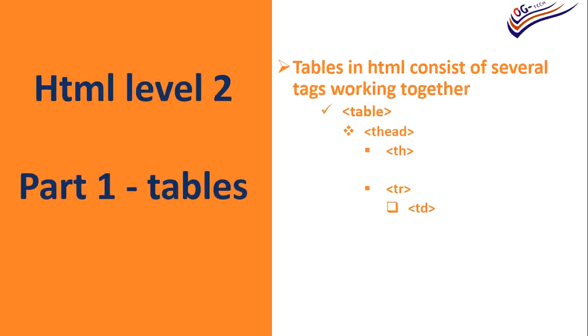Now, tables in HTML consist of several tags working together. Whenever I want to make use of tables, we declare the keyword table. That is to let HTML know that we want to make use of tables. Then we have the thead, which is the actual table head. We have the th, which are the headings in the thead. Then we have the tr, that's the table row, and the td, which is the table data. I know this may sound confusing, but let us demonstrate it using the actual code.